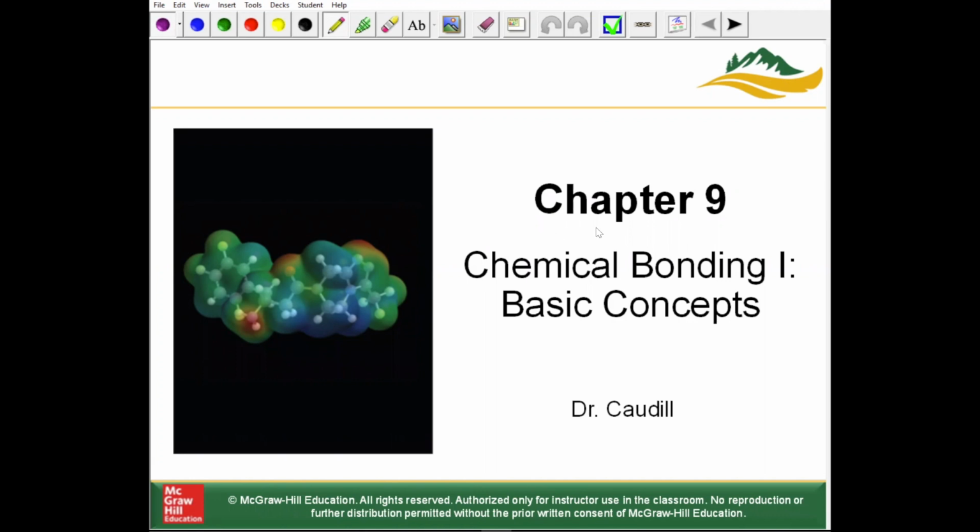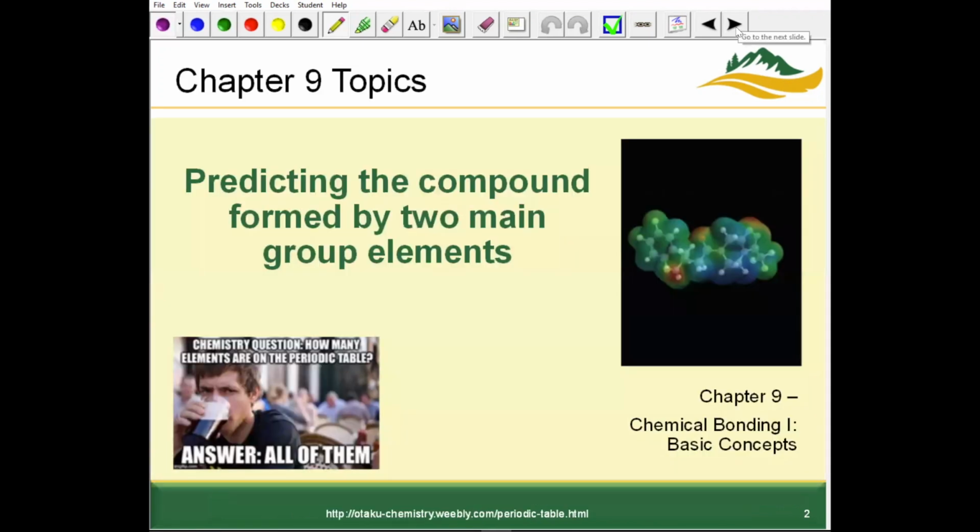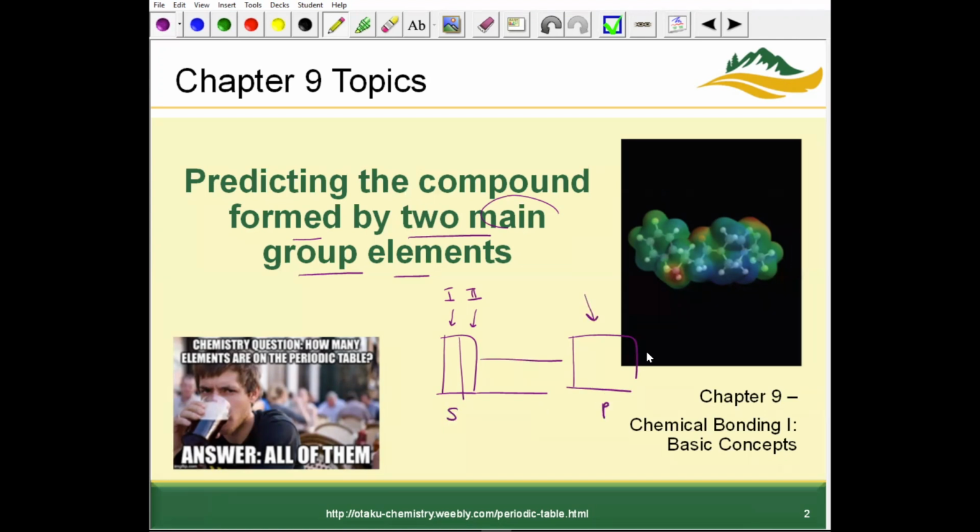Alrighty, we are continuing chapter 9, some more on chemical bonding, some basic concepts of chemical bonding. So in this next topic, predicting the compound formed by two main group elements. The main group elements are the alkali metals, alkaline earth metals, and then our P block elements. So our S and P block elements, those are the main group elements, which we've mostly been working with, and less with the D and F block elements.